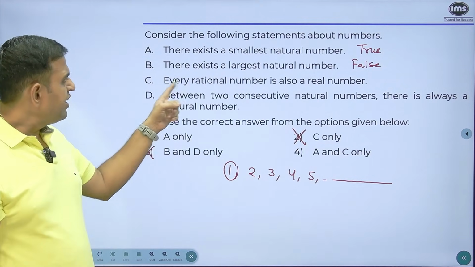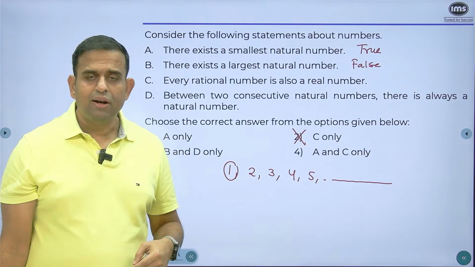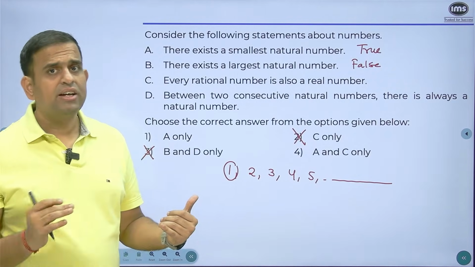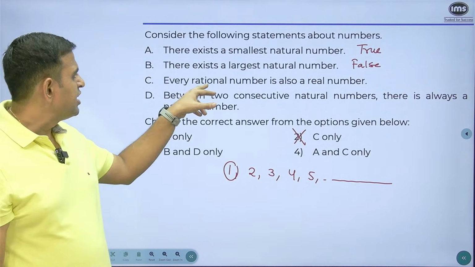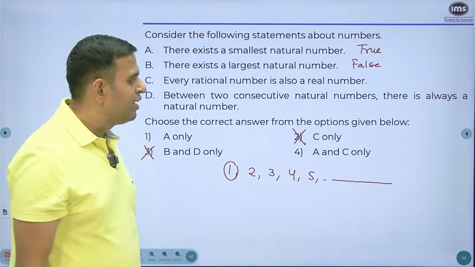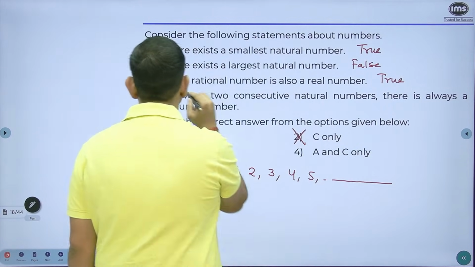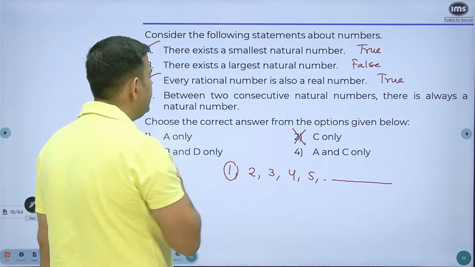Next one, every rational number is also a real number. To understand, a real number can be broken into rational numbers and irrational numbers. So definitely all rational numbers are going to be real numbers. So this is always a true statement. So A is true, C is true.